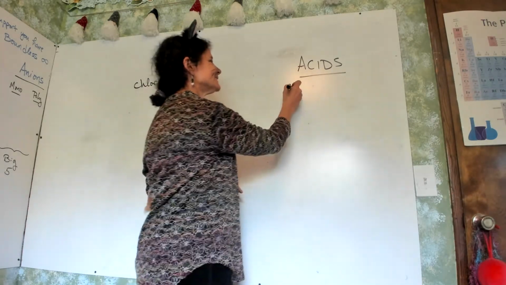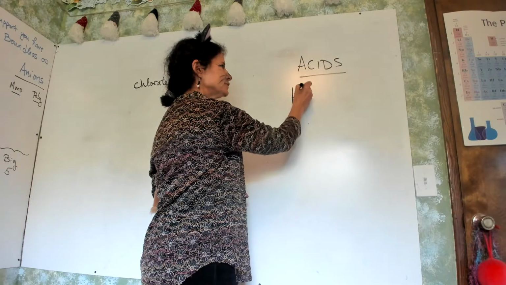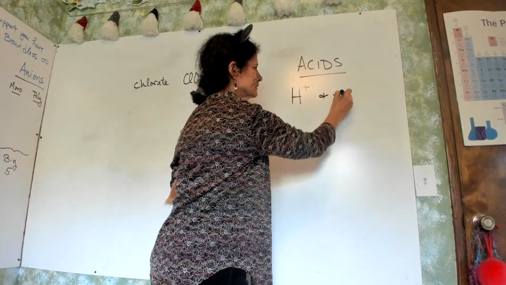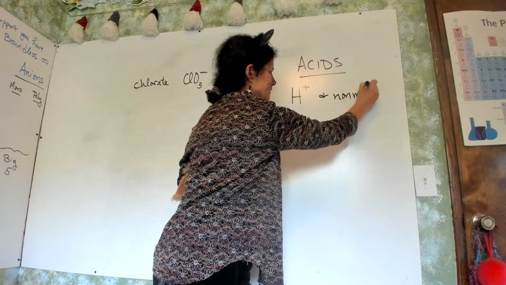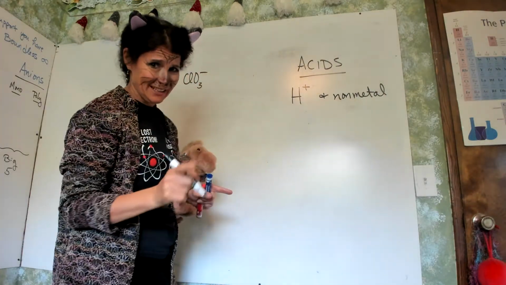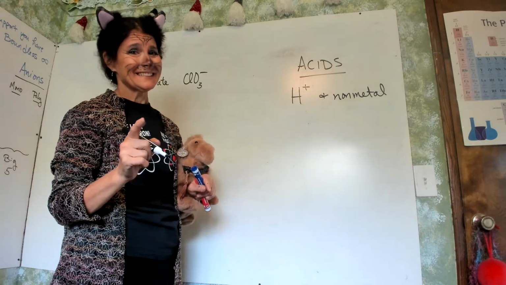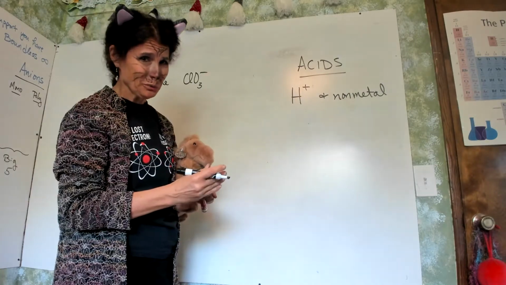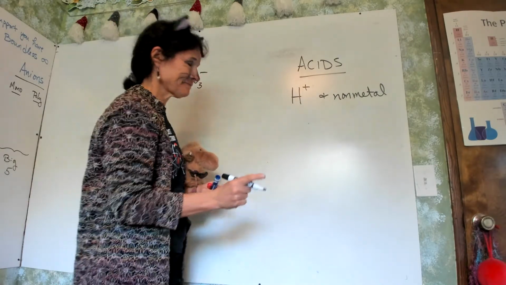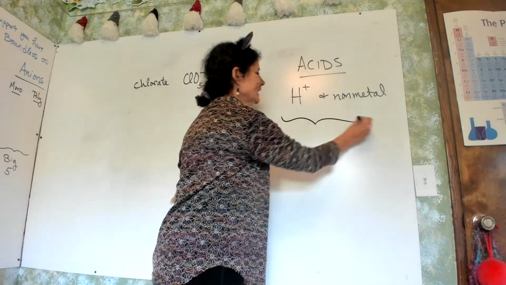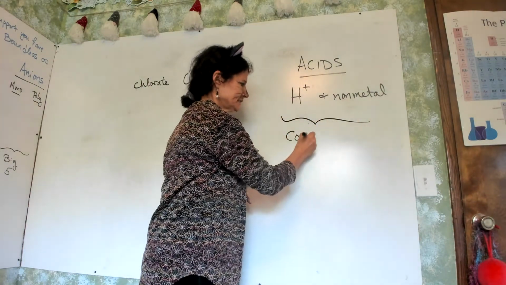So acids are going to have a hydrogen and a nonmetal. Hydrogen is a nonmetal. It's the only nonmetal that can be positive. It's why they show it with the 1A's. It is not a 1A. Hydrogen with a nonmetal. This is a covalent bond.